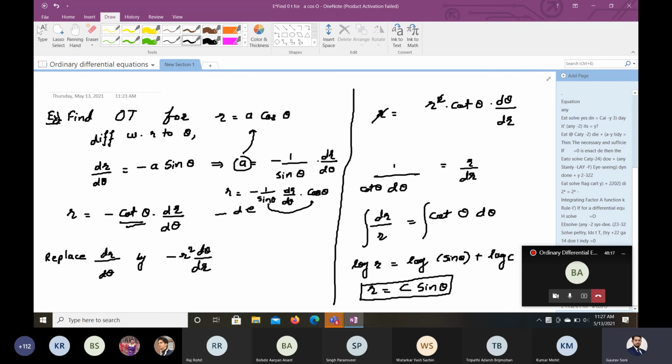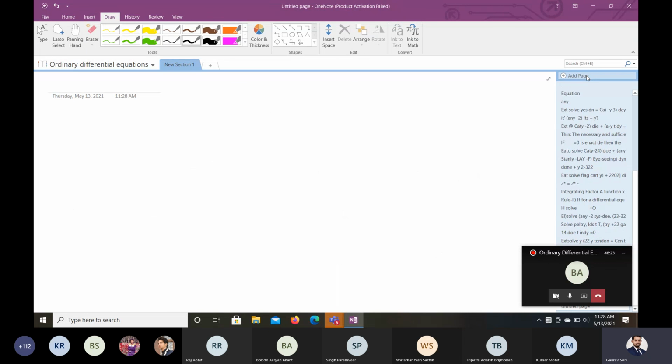Try to solve one. Find the orthogonal trajectory of r square is equal to a sine 2 theta. Let's do it quick.